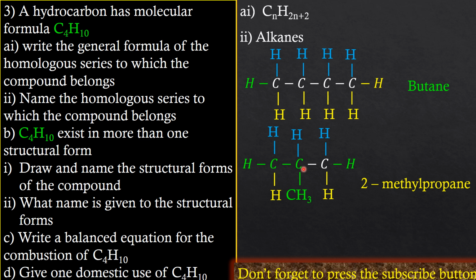Then the next part is asking what name is given to the structural forms. Guys, these two are isomers. They are isomers since they have the same molecular formula, but their structural formulas are different.